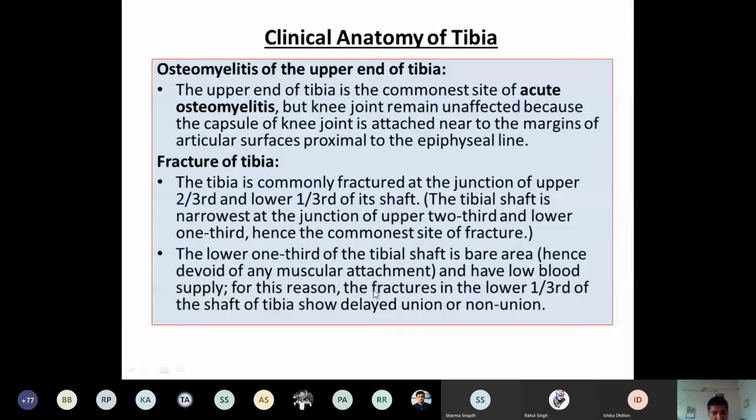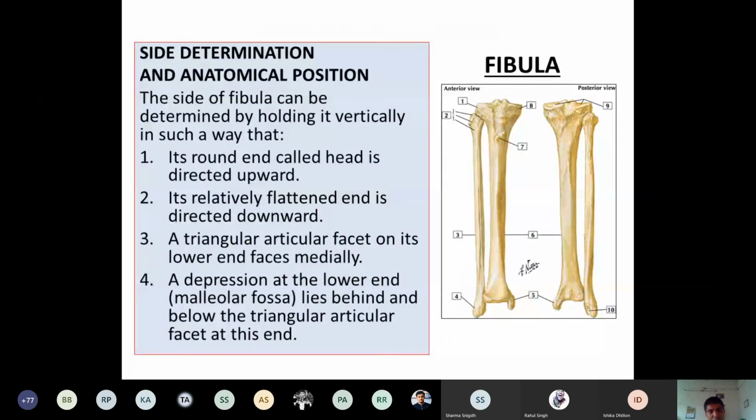It is difficult for healing in a fracture of the lower one-third of the tibia because of the less blood supply. So this factor also you can remember. Now come to the fibula. Fibula is the lateral bone in the leg. Tibia is the medial bone. For the side determination, we have discussed before in the classroom.